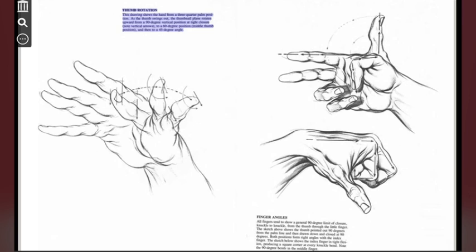All fingers tend to show a general 90-degree limit of closure, knuckle to knuckle, from the thumb through the little finger. The sketch above shows the thumb pointed out 90 degrees from the palm line and then drawn down and closed at 90 degrees. Both positions form right angles with the index finger. The sketch below shows the index finger in tight flexion, producing a square corner at every knuckle bend. Note the 90-degree bends in the middle finger.